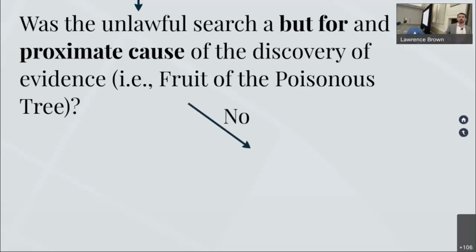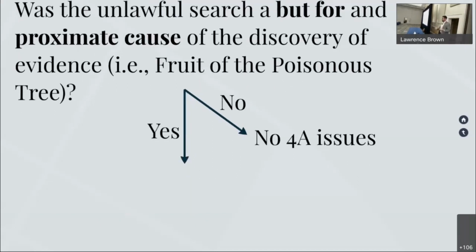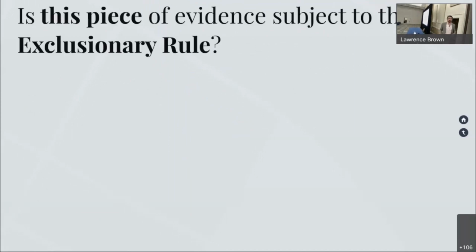If the answer is no, that the unconstitutional search or seizure was not a but-for cause or proximate cause, for example, if there was an independent source or if there's inevitable discovery that comes into play, then again, no Fourth Amendment issues. But if the answer is yes, then there is yet another question to answer.